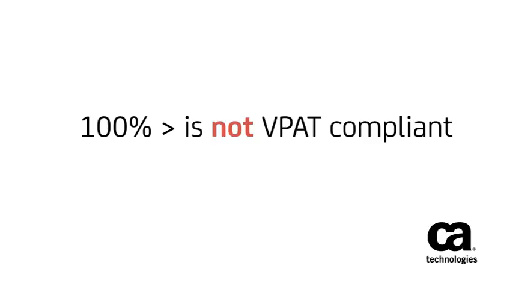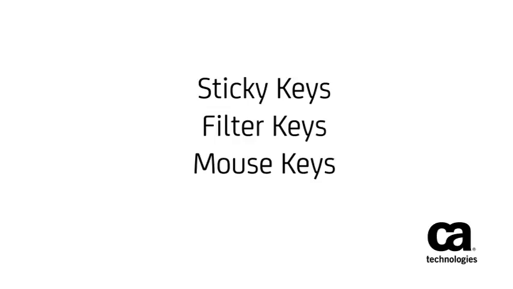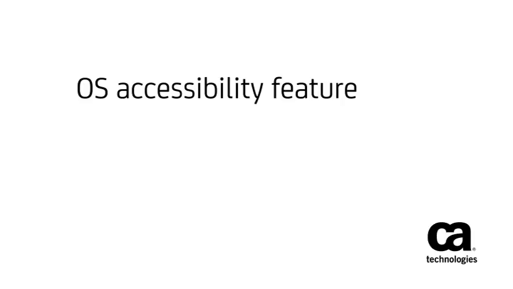Your application must work with sticky keys, filter keys, and mouse keys. Enabling sticky keys lets you complete a keyboard shortcut by pressing the keys consecutively. For example, instead of pressing Ctrl-Alt-Delete all at the same time, you can press one and then the other, so Ctrl, then Alt, then Delete. All applications must support sticky keys.